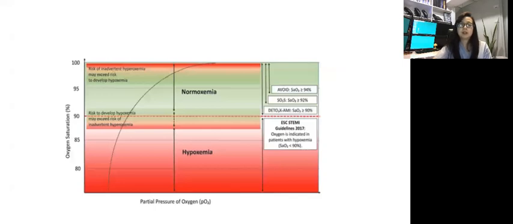The different oxygen targets of the 3 different studies led to the recommendation of the European Society of Cardiology STEMI guidelines in 2017 to use oxygen supplementation only if O2 saturation is less than 90%. So if they're not hypoxic coming in to the ED, you don't necessarily have to put oxygen on them.